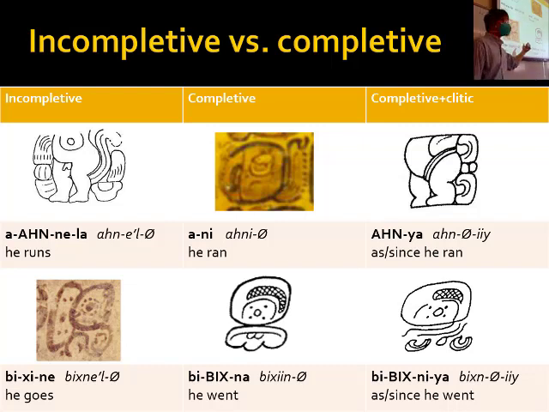Bishnel, he, she goes, kind of an unfinished action, or he, she went, but an unfinished action, so perhaps didn't reach the destination, or was still going when the person was reporting that. And then Bishin, he, she went and reached the destination, right? Accomplished the action. And then Bishni, same thing here, but in reference to something else, like as he, she went, or since he, she went.